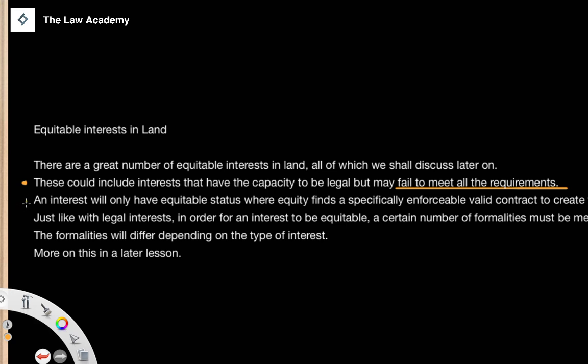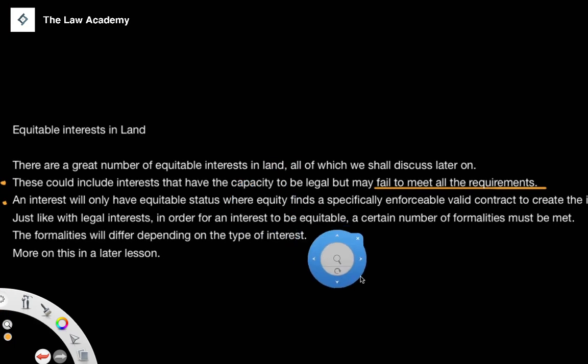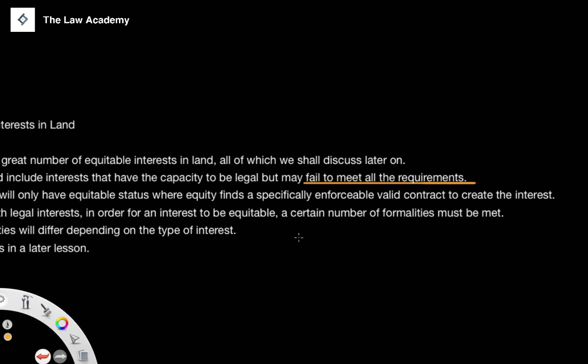And an interest will only have equitable status where equity finds a specifically enforceable valid contract to create the interest. And we will find when we look at some more legislation later on in the series of videos that a certain number of requirements must be met for it to be an enforceable valid contract. But if there is a valid contract in place, this is a baseline understanding. It's a basic requirement for equity to find an interest in land.